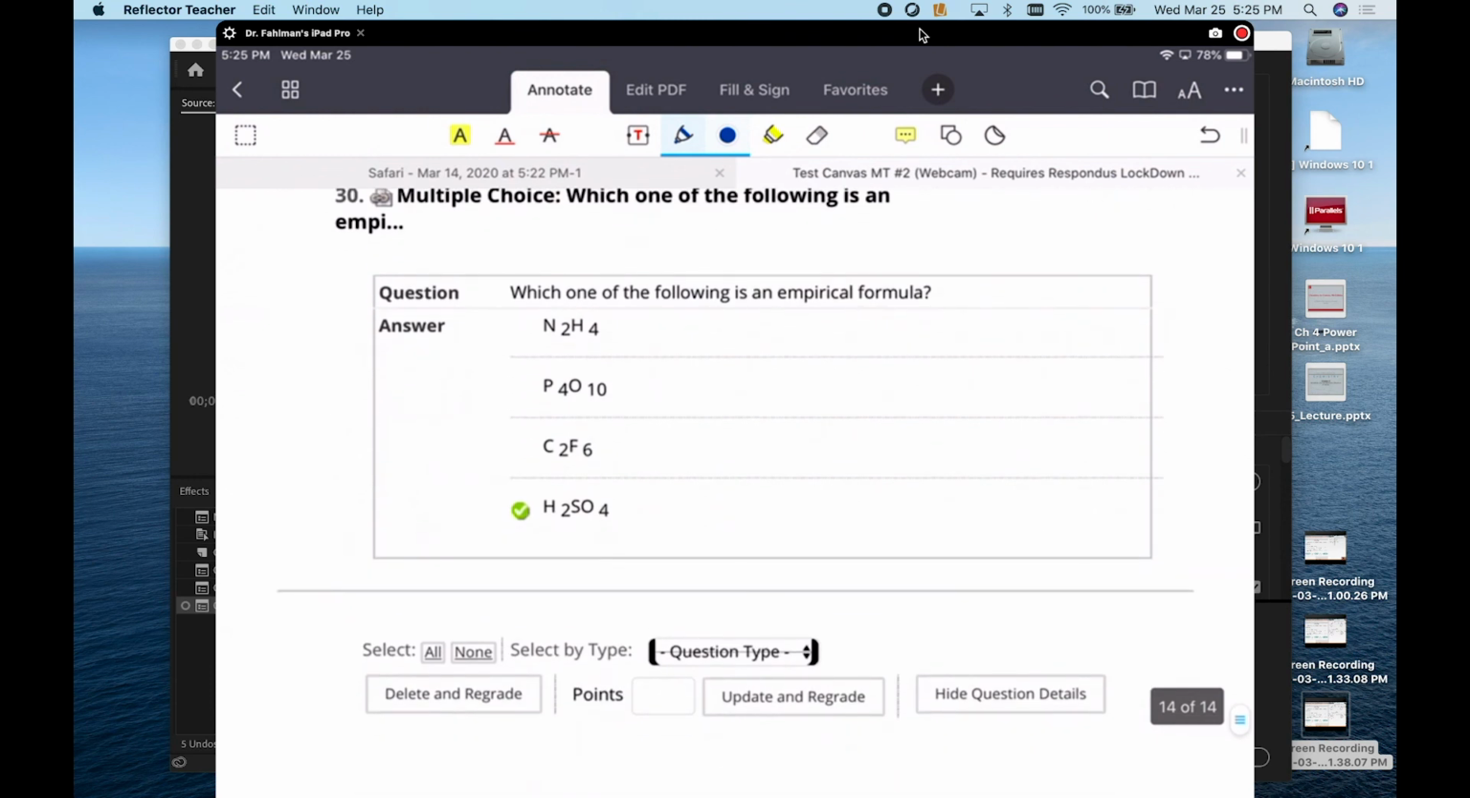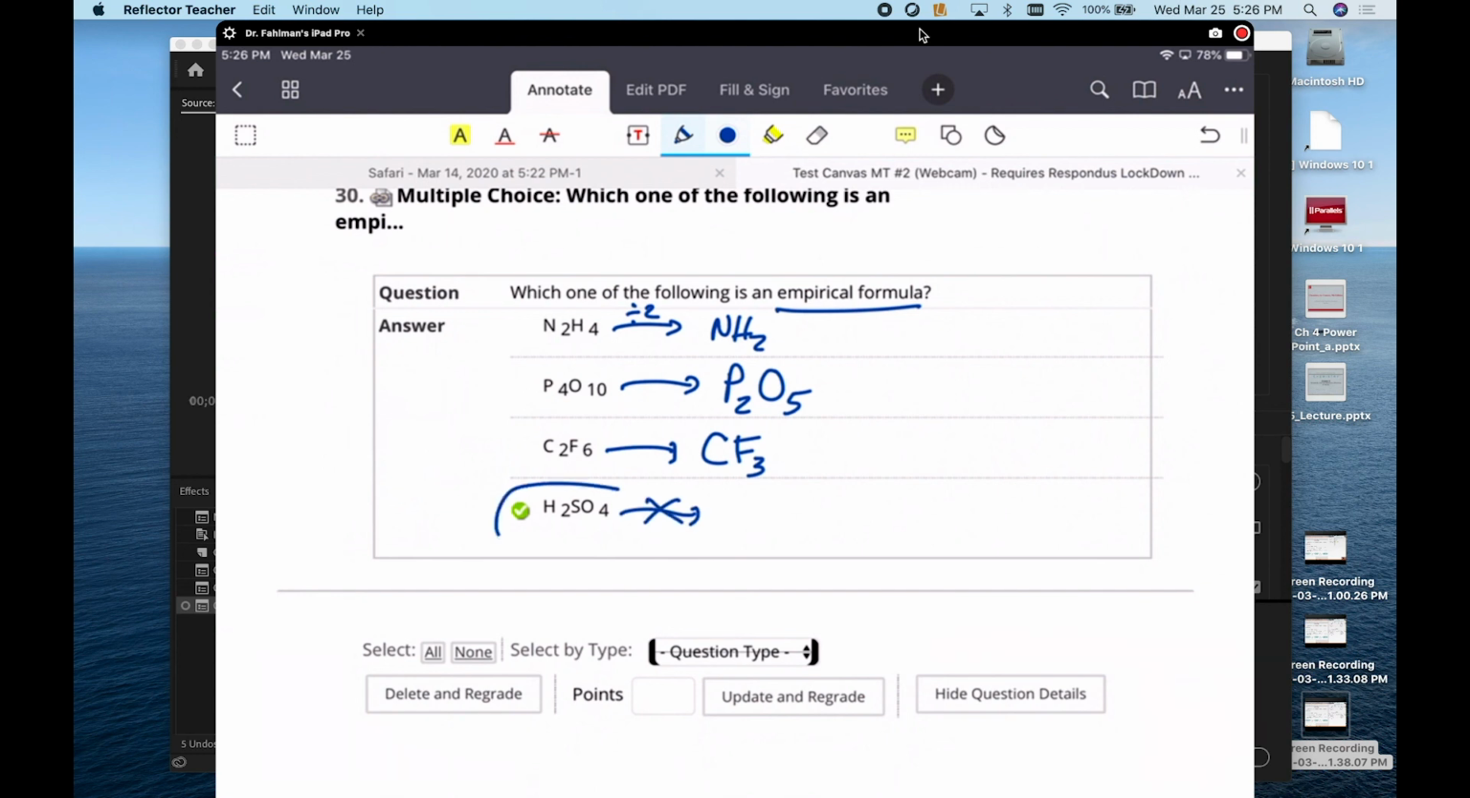And the last question, which is an empirical formula? So remember, if you can divide everything through by anything other than 1, integer-wise, then it's not an empirical formula. And so this one you can divide through by 2, right? So that would just give you NH2. This one you can divide through by what? By 2, right? So that would be P2O5. This you can divide through by 2, so that would just be CF3. This you can't divide by anything, so that is empirical.